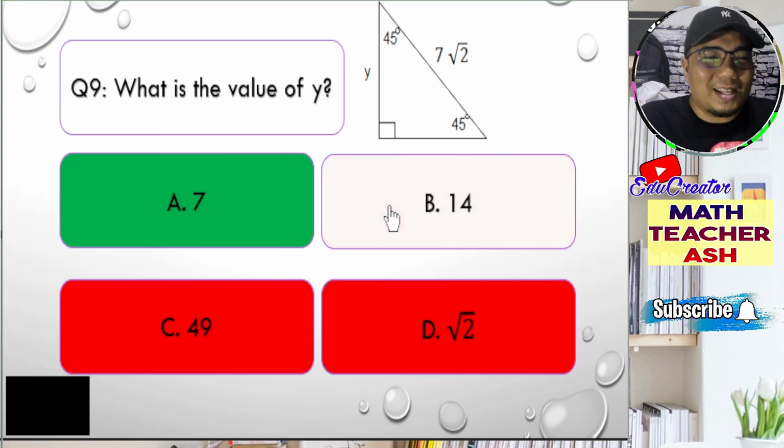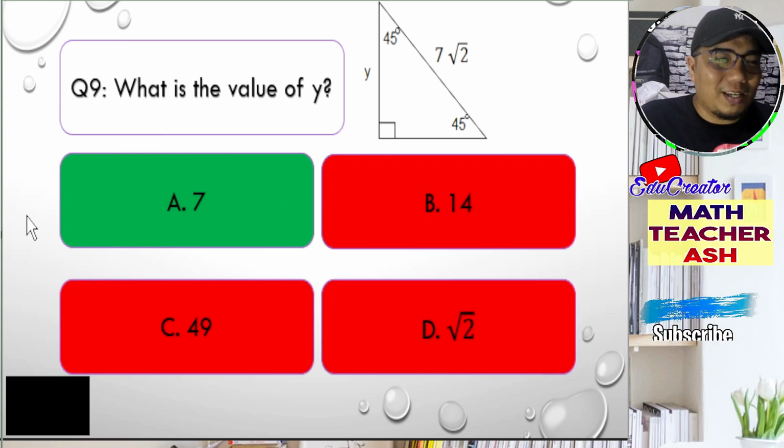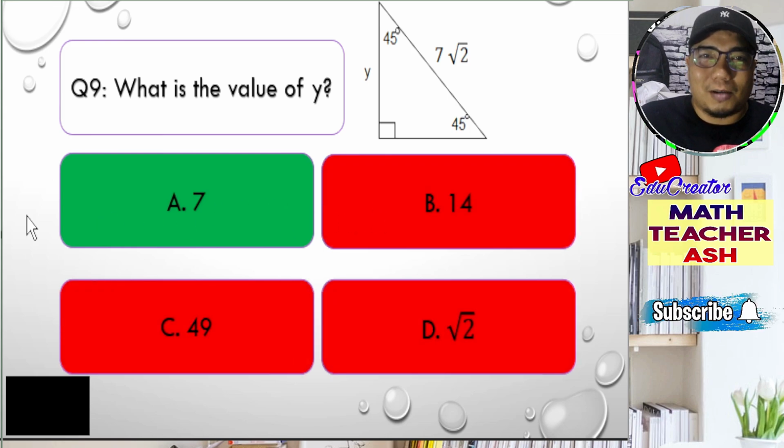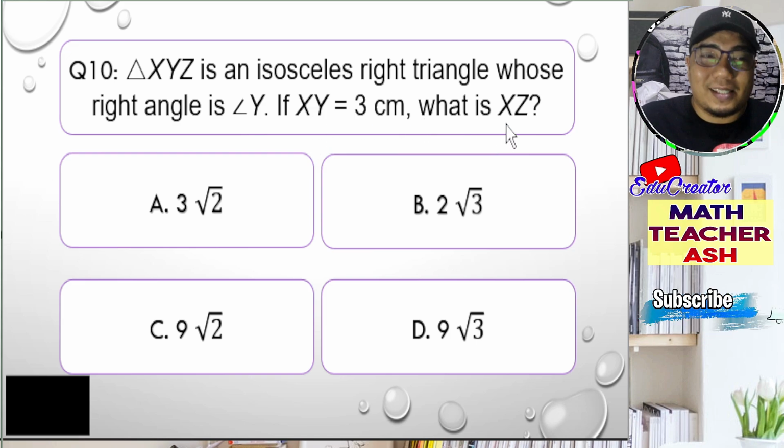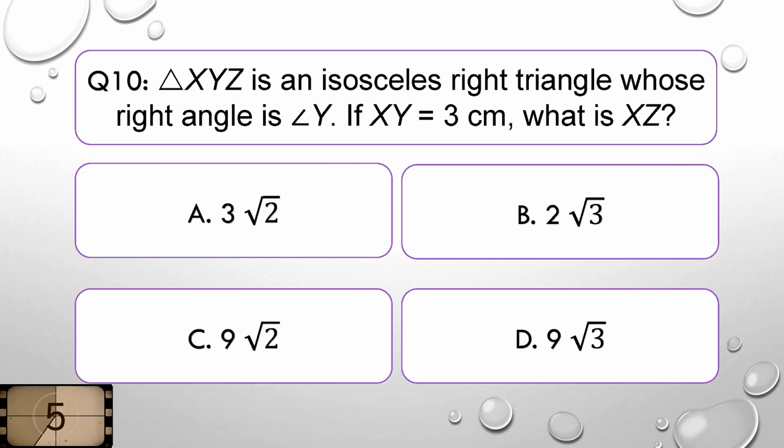Alright, I hope you got that one, my dear math learners. Very easy. Now let's go to question number 10. In a triangle XYZ, it is an isosceles right triangle whose right angle is angle Y. If XY is 3 centimeters, what is XZ? Is it A, 3 square root of 2, B, 2 square root of 3, C, 9 square root of 2, or D, 9 square root of 3? I'll give you 5 seconds to think about your answer.